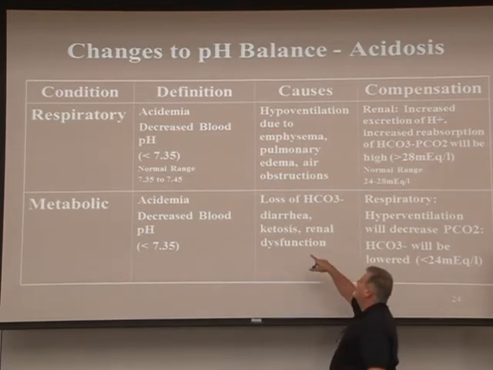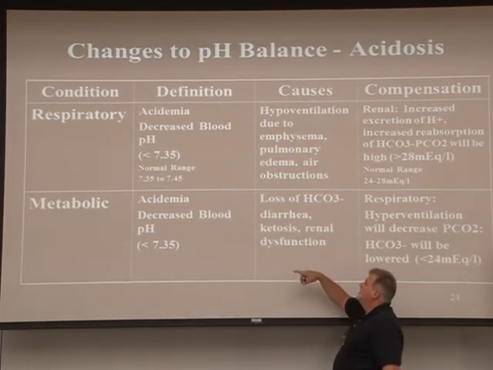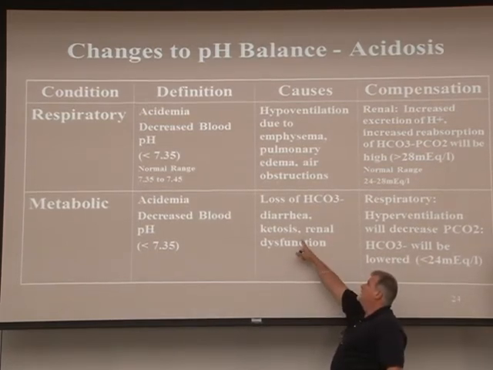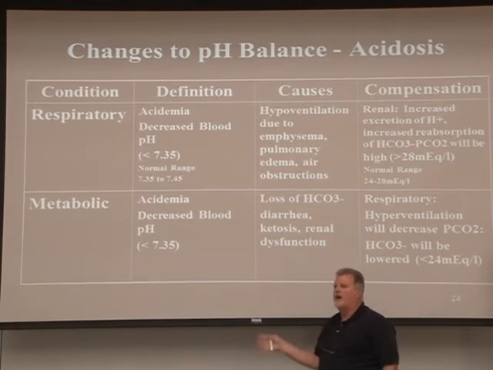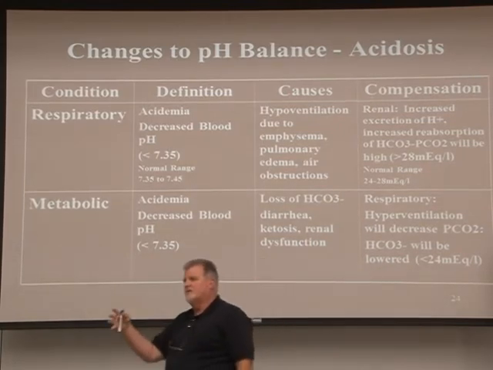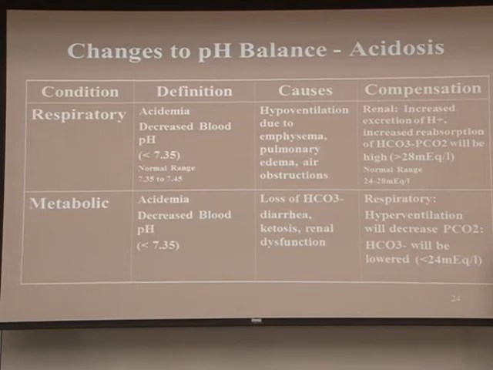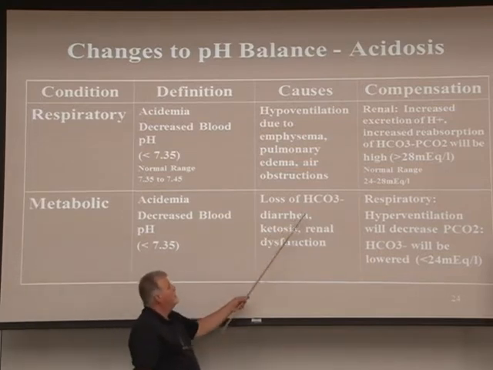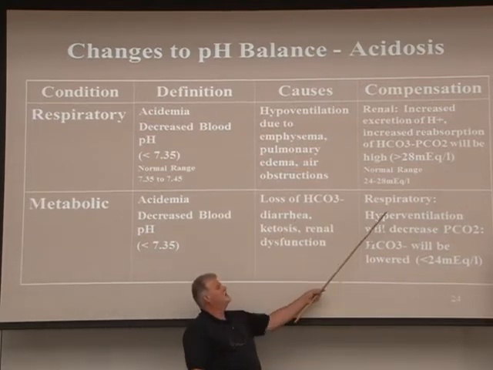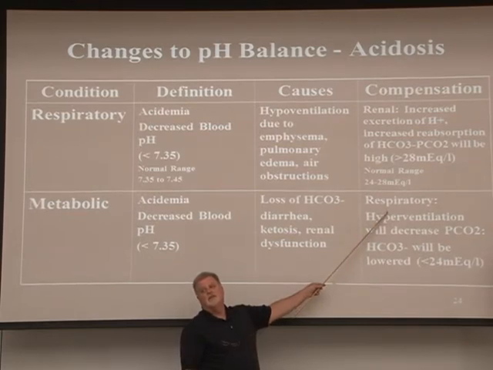It could be because you had a tremendous amount of diarrhea and you lost a bunch of bicarbonate. So remember, bile has bicarbonate in it. Pancreatic juice has bicarbonate in it. Normally we reabsorb all that so we can recycle it. But if you have diarrhea, fluids moving through too quickly, you can't reabsorb. So you end up with the loss of bicarbonate. So if the kidney can't help us, the respiratory system will.